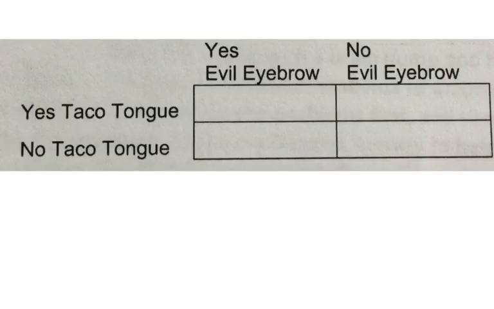Let's clean up this data because we just recorded it with tally marks, and let's put in a number answer for all of these. So the one that's going to be easiest is right here. We had no one that could do the evil eyebrow and not do the taco tongue. So in that column, we're going to put a 0.